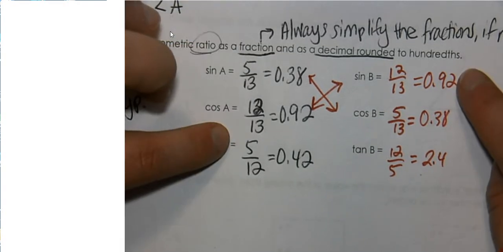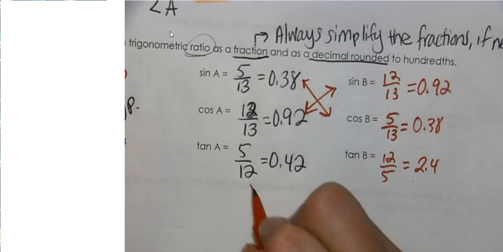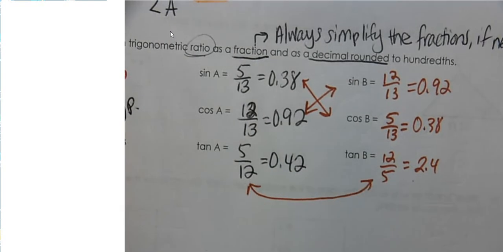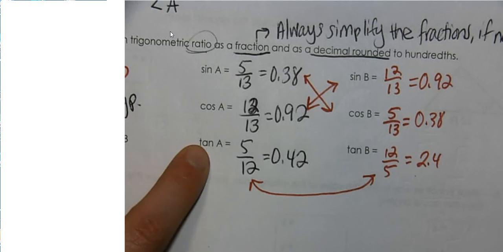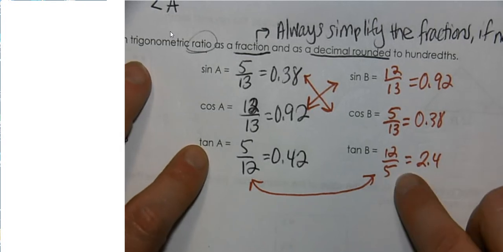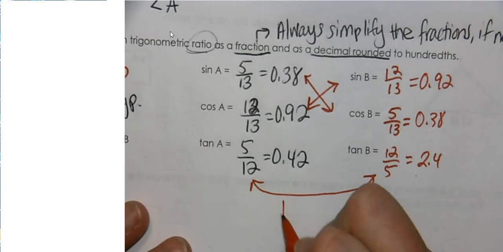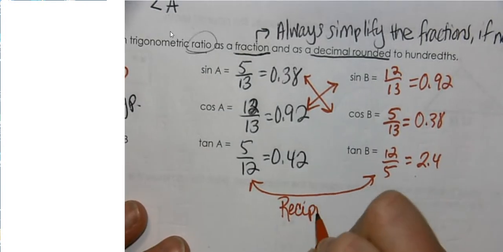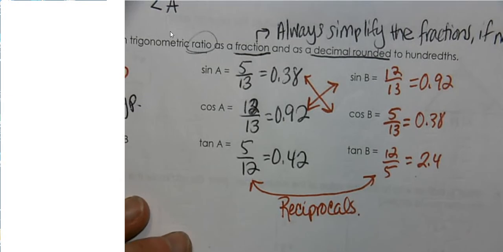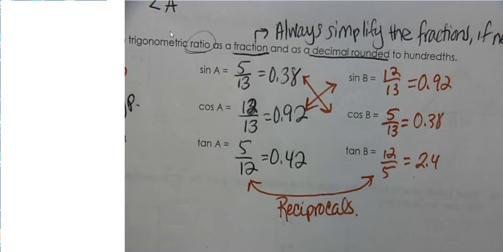versa. The tangents, they share a special relationship. Tangent of one angle is equal to the reciprocal of the tangent of another angle. So they are going to be reciprocals of each other. And those are the two cool relationships between the sine, cosine, and tangents of the acute angles of a right triangle.